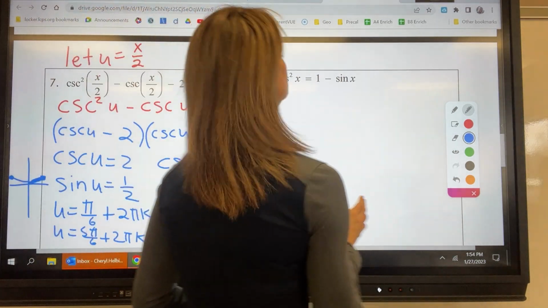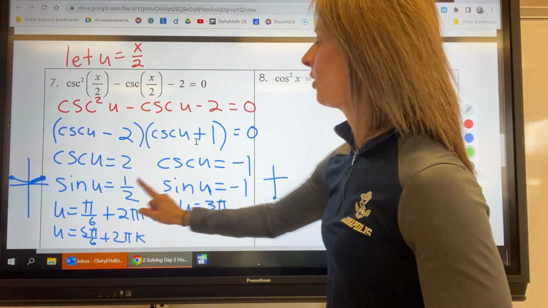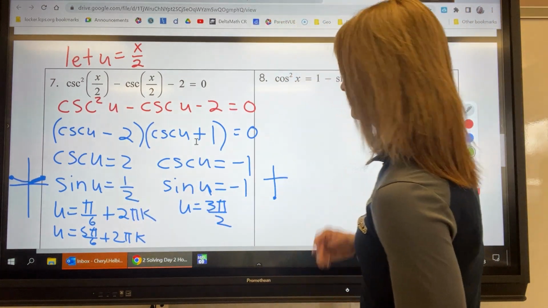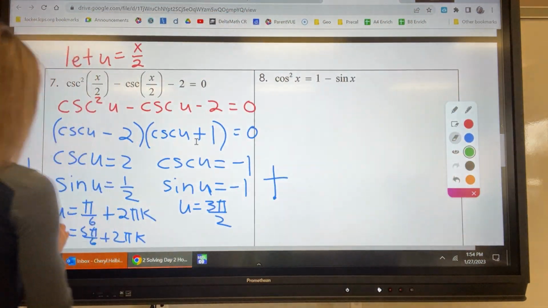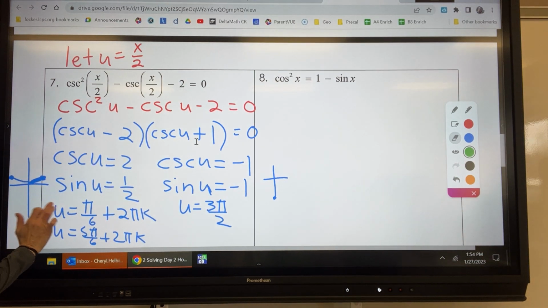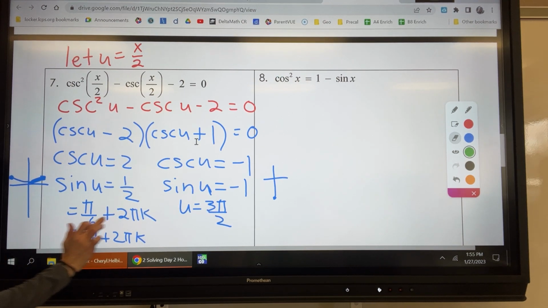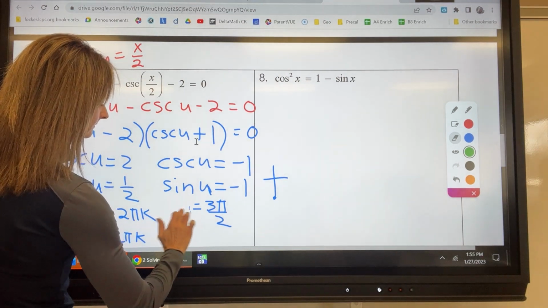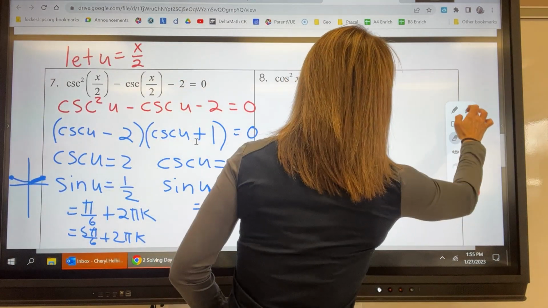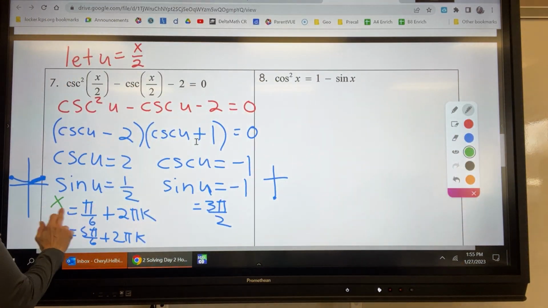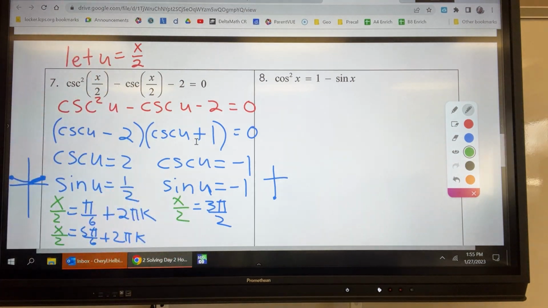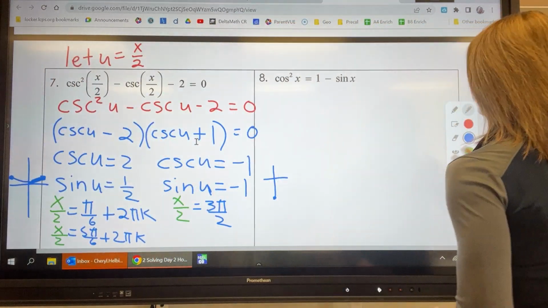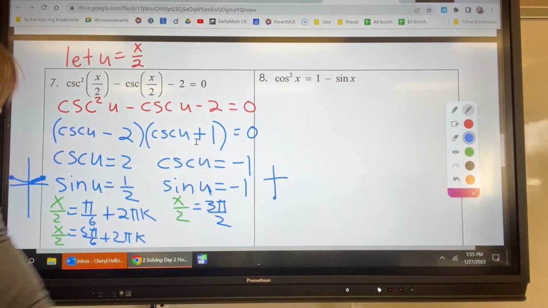Now we have to substitute that x over 2 back into all 3 of these. So I'm running out of room. But you're going to rewrite this u. Can I erase? I don't really want to do this, but your next step will look like this. Instead of the u, put the x over 2 in. And now we solve for x. We're almost finished. So I'm going to multiply through these solutions by 2.